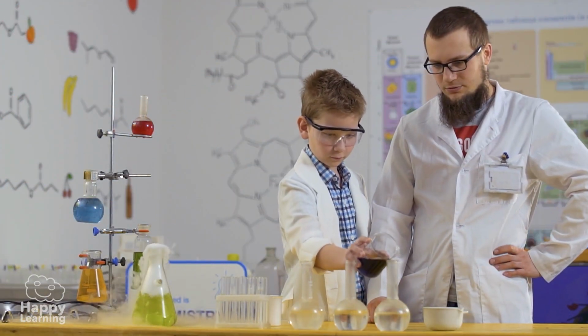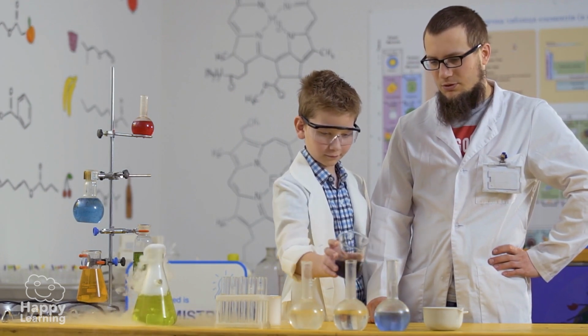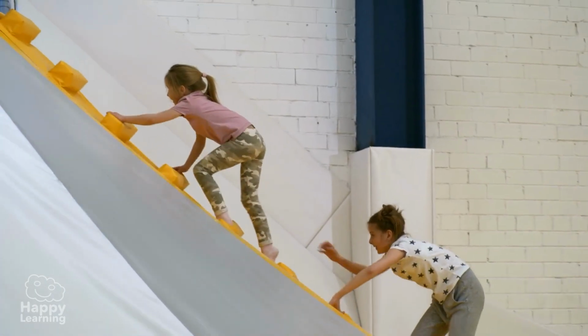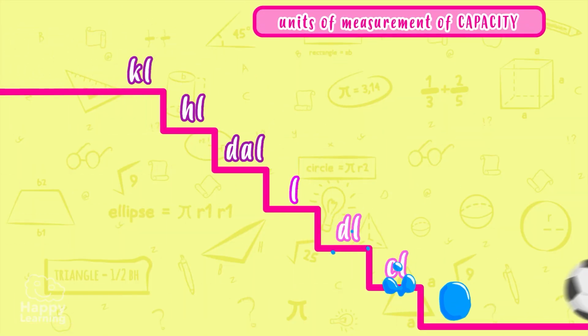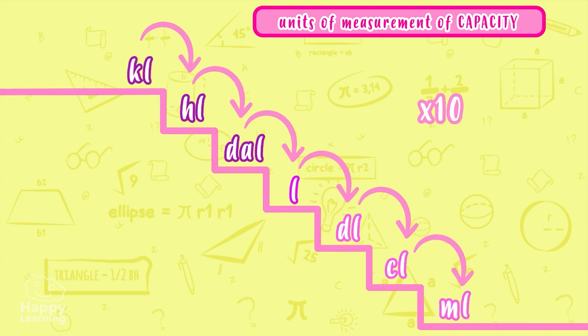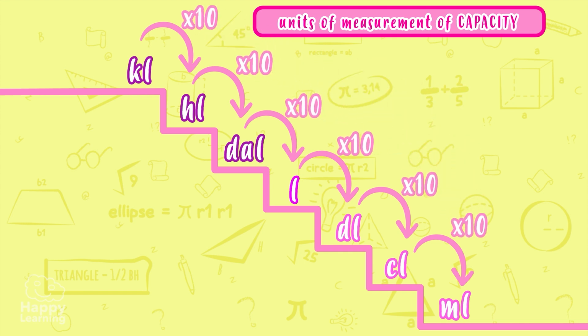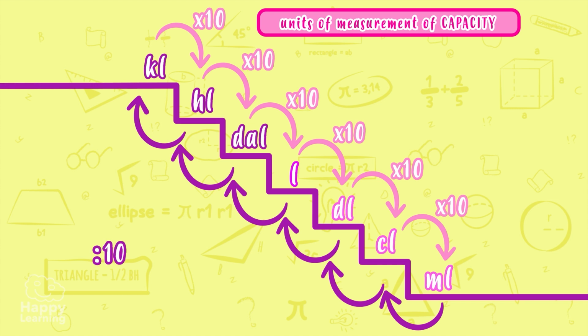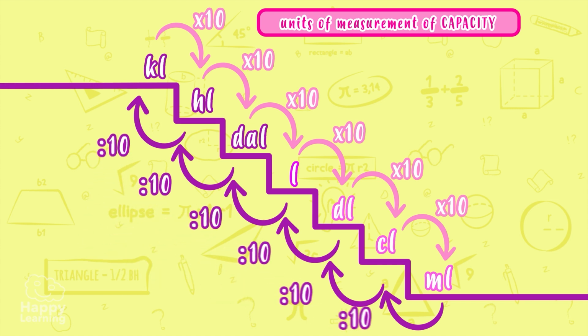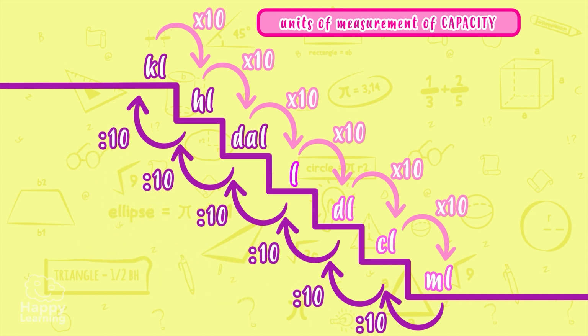To learn how to move from one unit to another, let's learn the ladder trick. We place the unit of capacity on a ladder. When we want to move from one unit to another, if we have to go down, we multiply by 10 on each step that we go down. And if we have to go up, we divide by 10 on each step we go up. Let's look at an example.